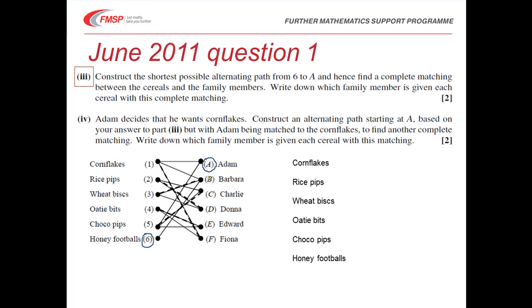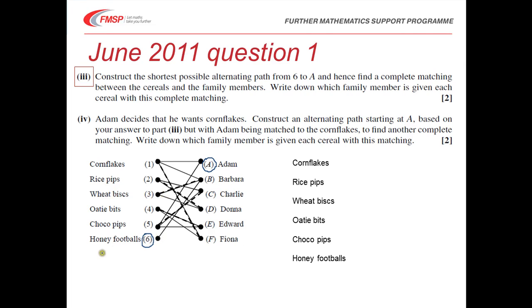So that's what we're being asked to do, and hence find a complete matching. So I have marked in dotted lines. You're not allowed to use colours. So what I've got here is I have put in the incomplete matching that we had from part 2, and I think that makes it easier for us to follow.